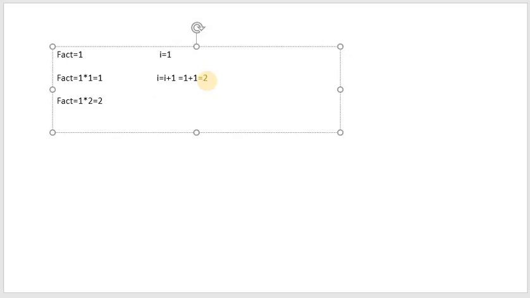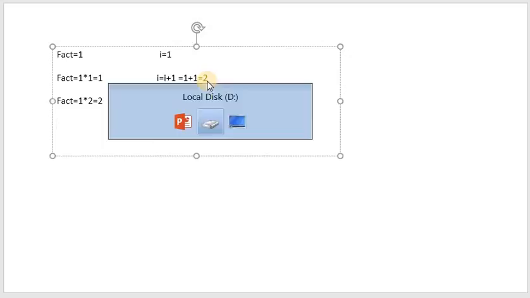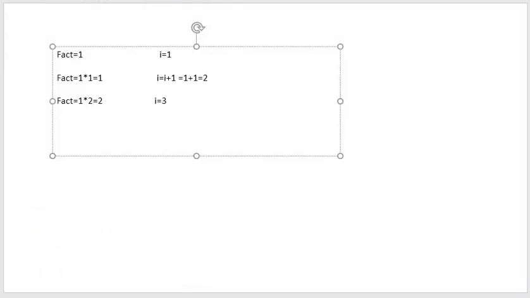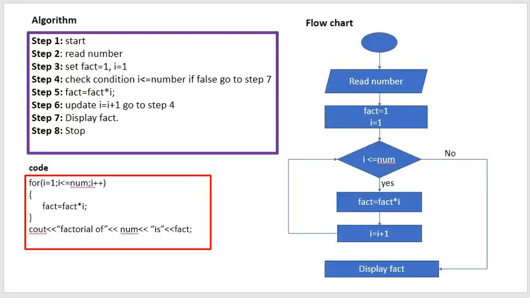Now next step, I is equal to I plus 1. So that means it becomes 3. So now I becomes 3, right? Yes. Again, after the update, it has to go to step 4. So I less than or equal to num. Suppose it is 5, right? So now I is 3, less than or equal to num, that is 5. It's true.